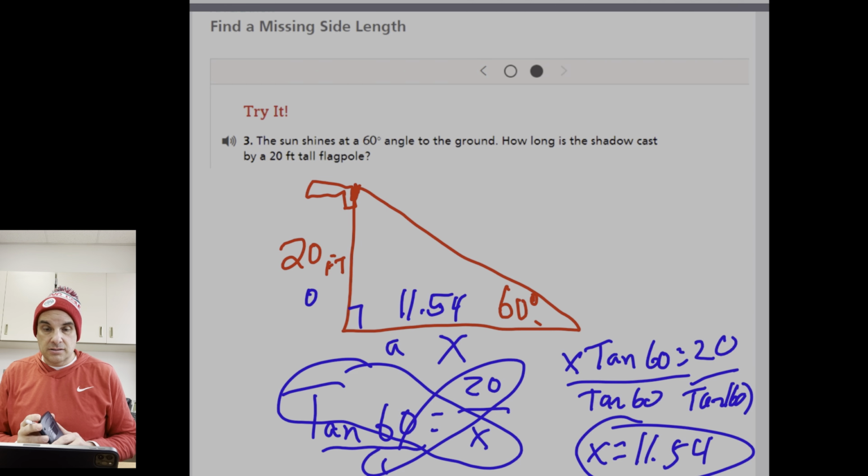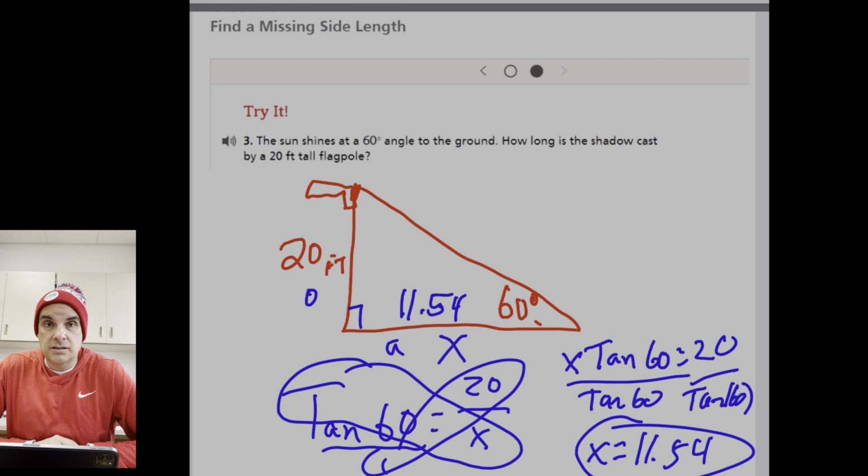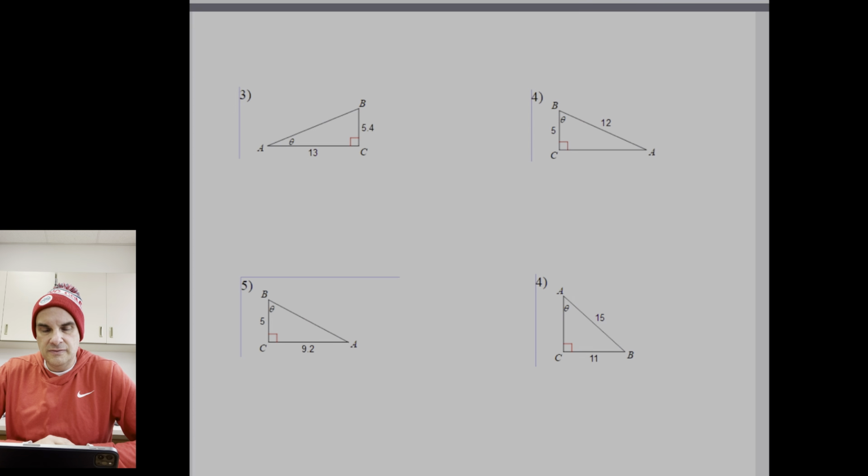Finding missing angles using different trig functions. Or I'm sorry, finding sides using different trig ratios. And you're going to use a lot of these, but again, the key is to make sure you label the sides. The other thing we want to be able to do is find the measure of an angle. So essentially the reciprocal, really done kind of the same way, sort of.